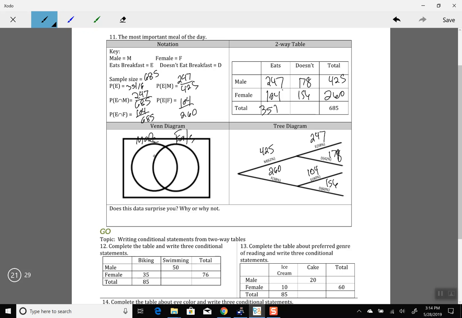So we have males and eats, so this would be males who eat. This would be people who eat but aren't males, so that would be females who eat. These would be males who don't eat. And then these are females who don't eat. All right, that's it for that.